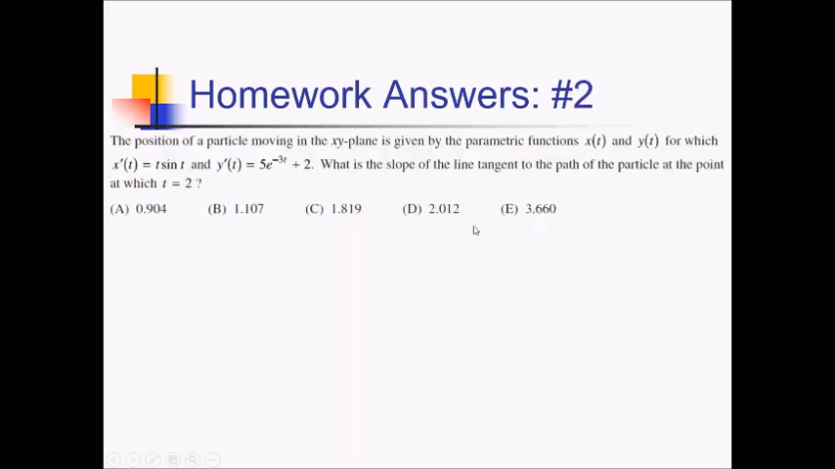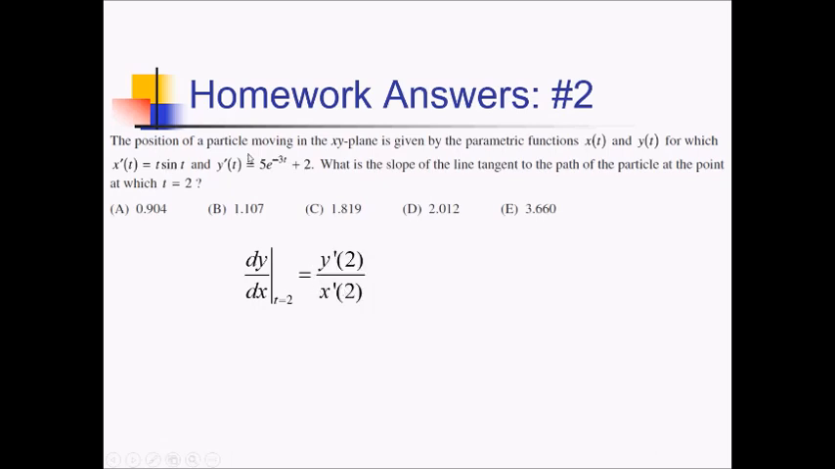For this problem, the position of a particle moving in the xy plane is given by this set of parametric functions here. Actually, these are their derivatives. We want the slope of the line tangent to the path of the particle at time 2. All right, so they've actually given us most of what we need here. We're looking for dy over dx evaluated at t equals 2. To get that, just using our normal parametric setup, we're going to have y prime of t over x prime of t. So in this case, that's going to be y prime of 2 over x prime of 2.